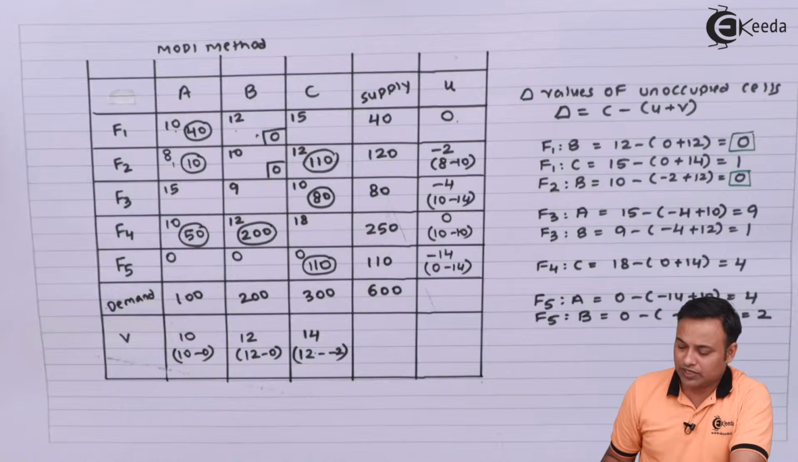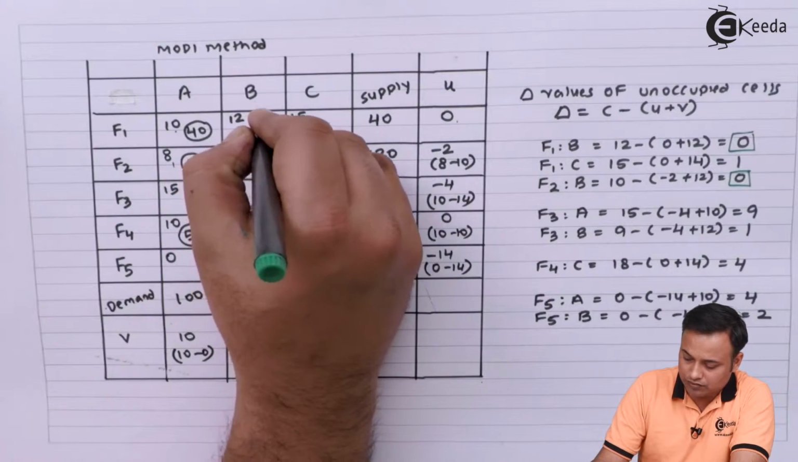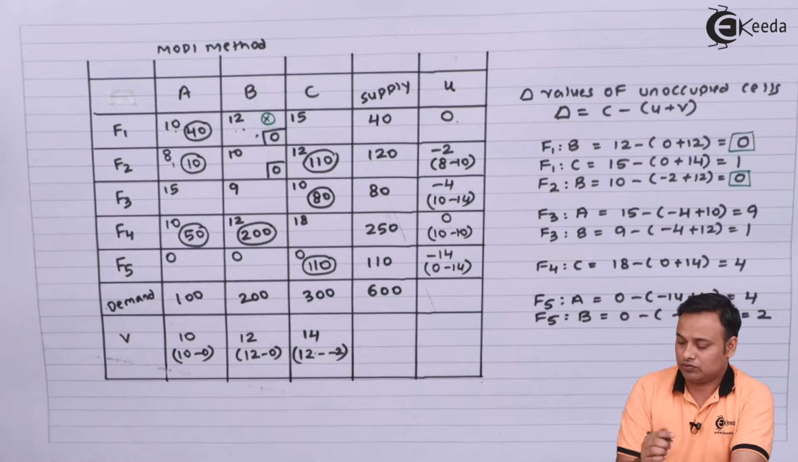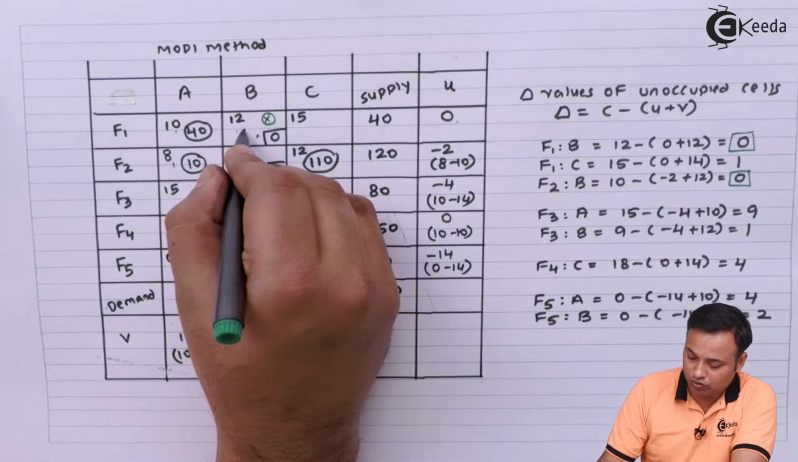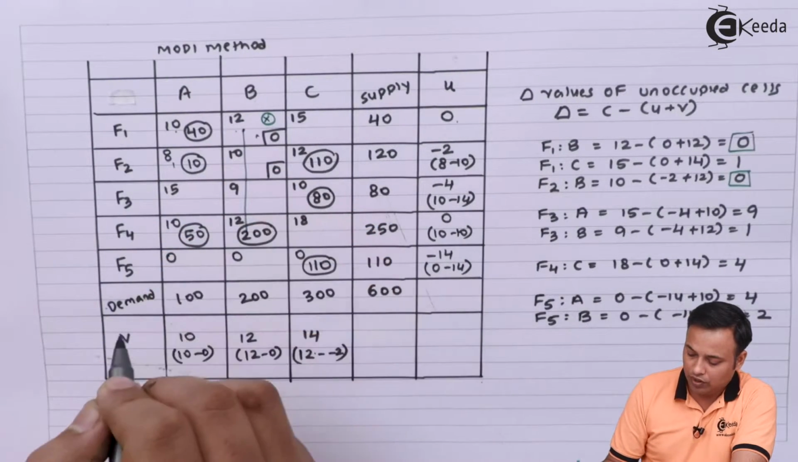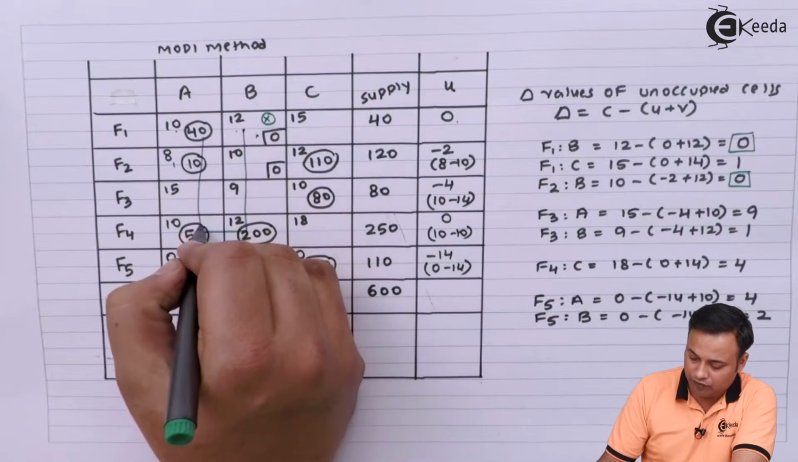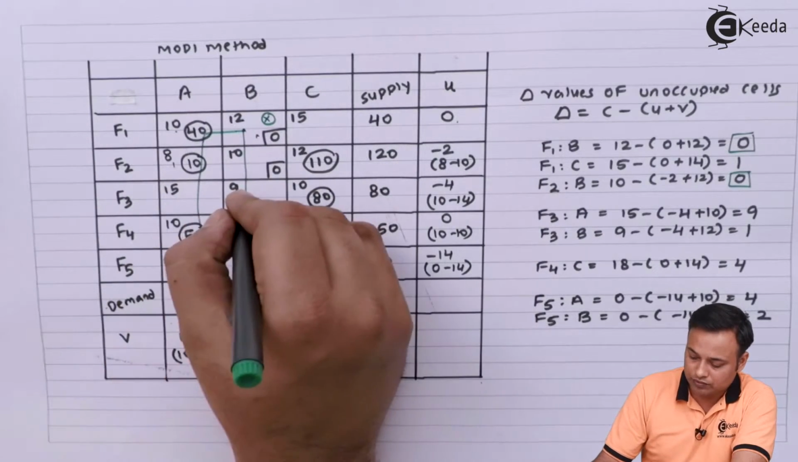So I have two zeros, I can take any one of the two zeros. So I'll try to take the first F1B cell to get the alternate solution. We'll start from this particular point. We'll go to 200. From 200 we will go to 50, from 50 we will go to 40, and from 40 back to the same point.